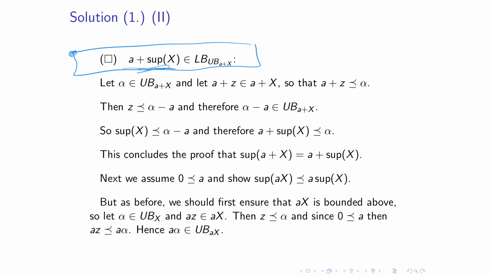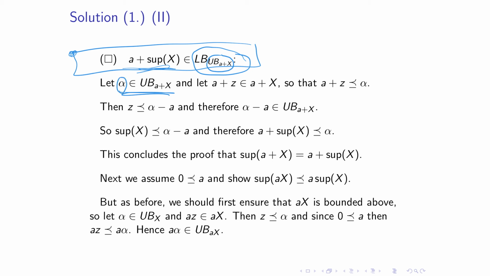In this section, we're going to show that a plus sup x is a lower bound on the set of upper bounds of a plus x. So that's the rest of what we need in order to show that this thing is a supremum. Now, how do we do that? Well, we pick some element from the set, but in this particular instance, we're picking an element from the set of upper bounds of a plus x. And that we're going to call alpha.